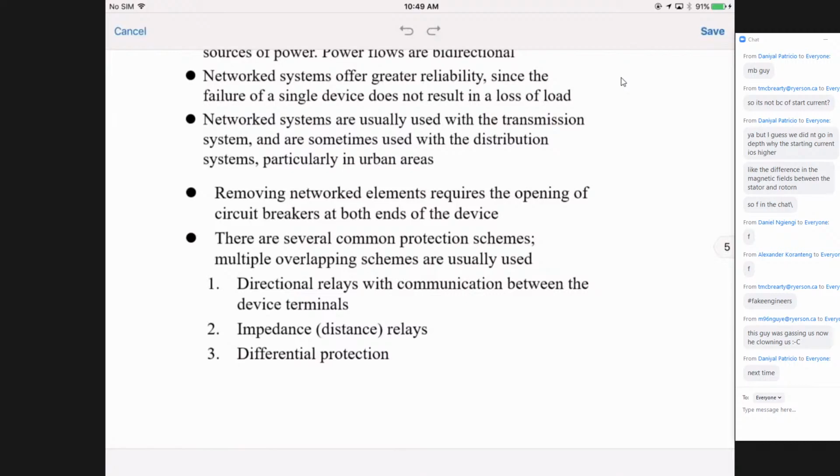When a particular element has a fault, we open the breaker, and you want to open the breaker on both sides. We'll come to that in detail. For the common protection, because power flows in different directions, we have a directional relay. Again, we will do the design for that. And we have an impedance relay. We also do the design for that. And the differential protection.